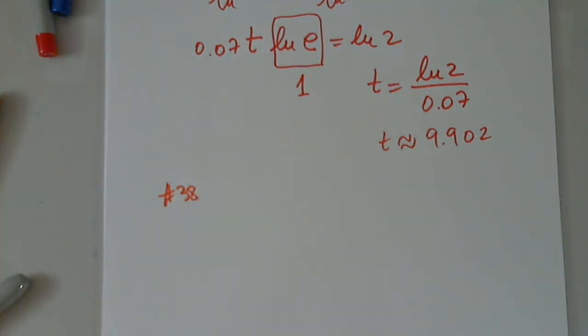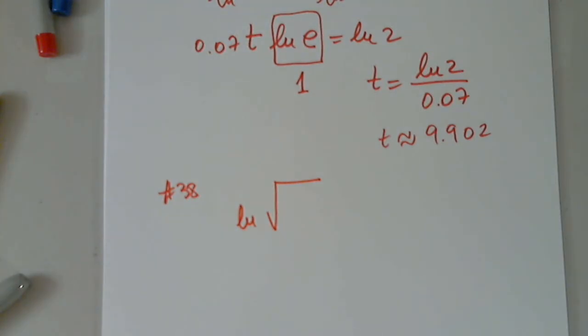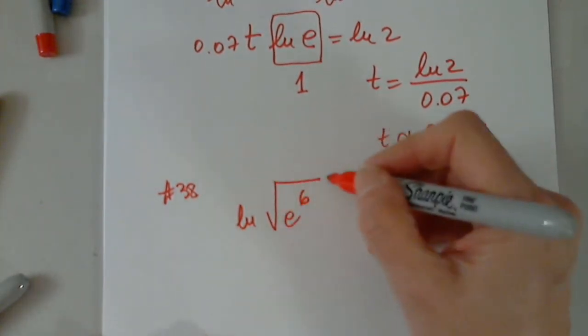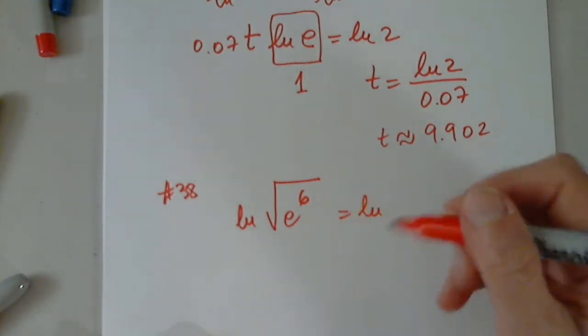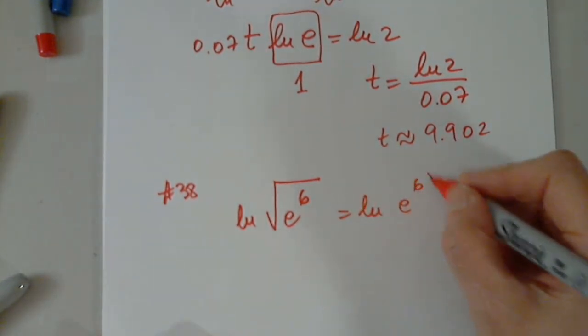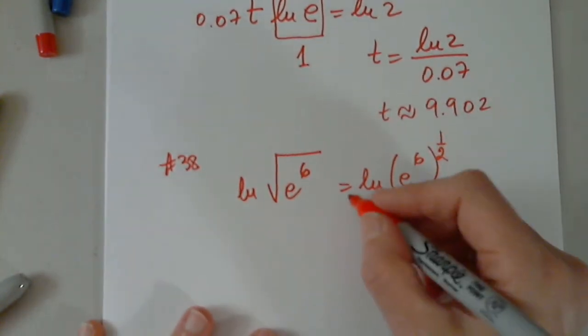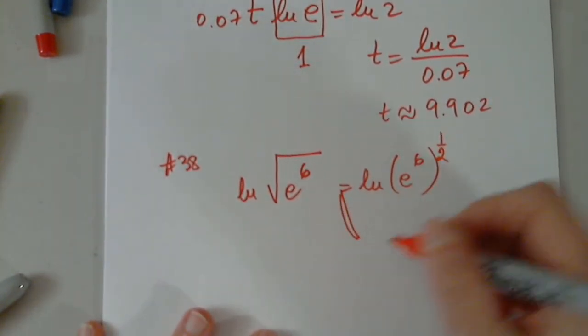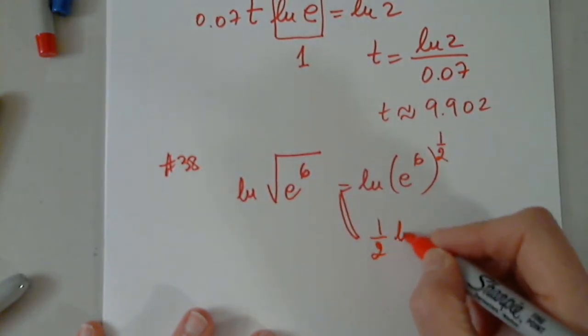And that is natural log of the square root of e to the 6th. Nice problem. Okay. So I know that this is a power. What power? 1/2. So I have different ways of addressing this. I can write this, or I can say the power is 1/2, I'm going to bring it in front.